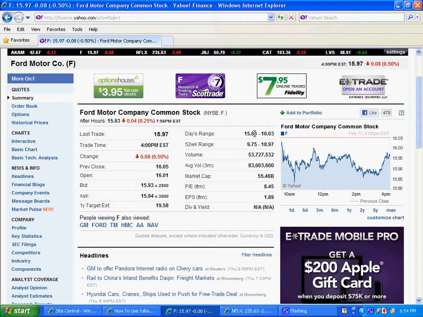Okay. Next is the 52-week range. This is important because I rarely trade, as you know, stocks that are at their 52-week high. So we see here Ford's 52-week high is 18.97. It's trading under 16. That's good. That's a tradable stock. Volume is simply how many shares traded that day.